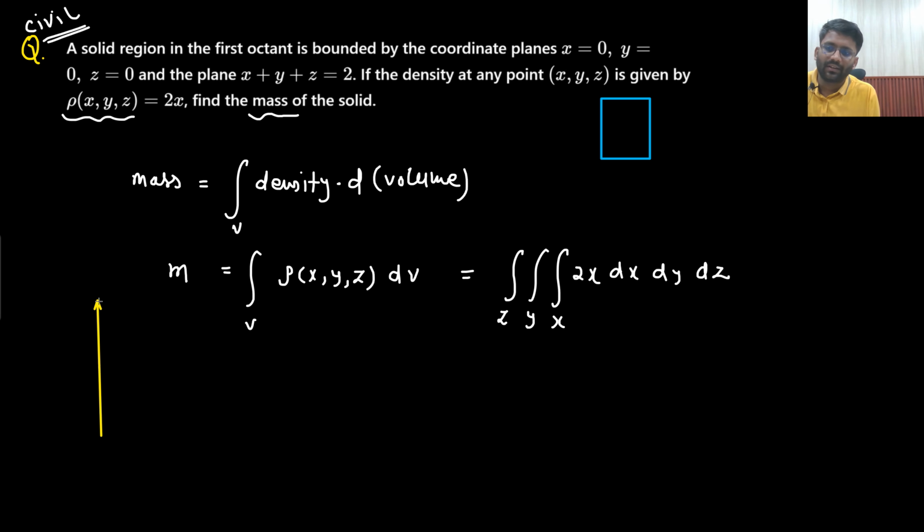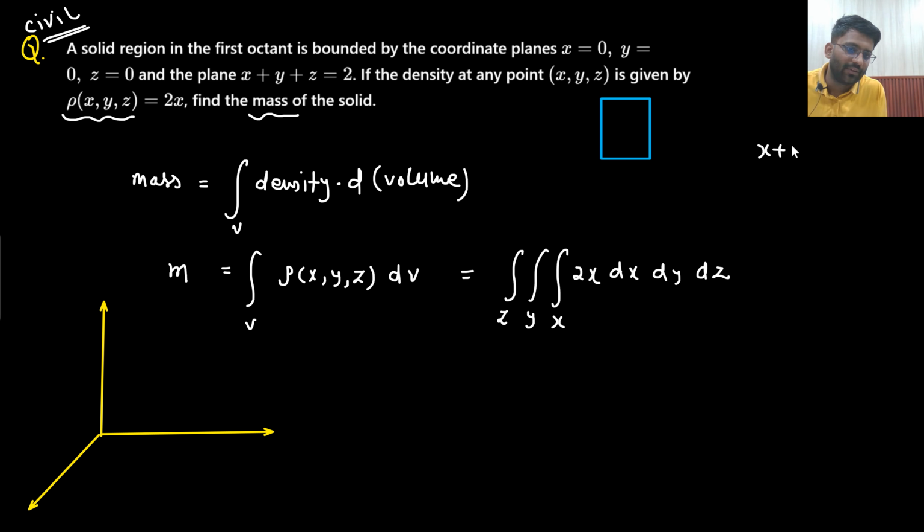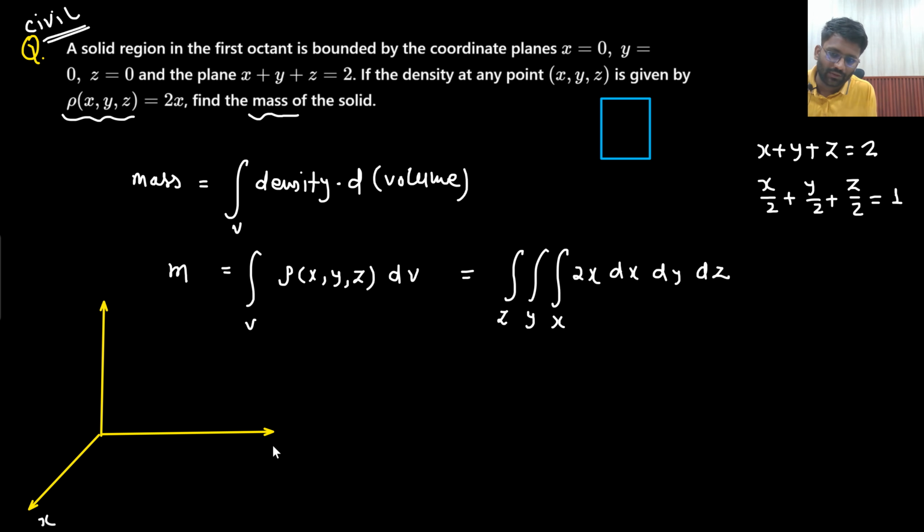The structure is saying that you need to find out the solid region bounded by x equals 0, y equals 0, z equals 0. That means I only need to consider the positive scenario. And what kind of plane is it? Sir, it is an infinite slanted plane given by x plus y plus z equals 2. That means it will be cutting the x axis at 2, the y axis at 2 and the z axis at 2.